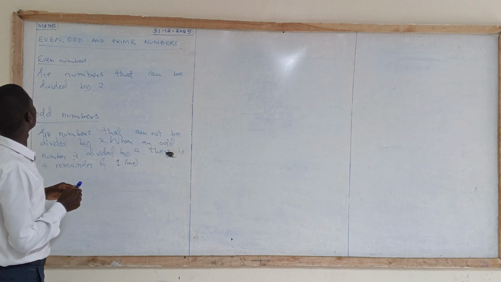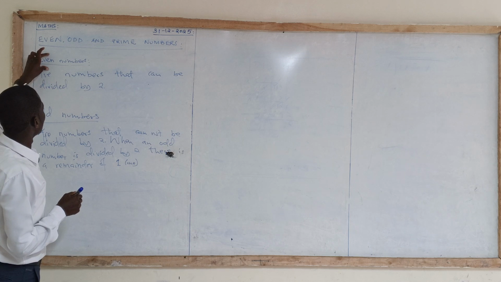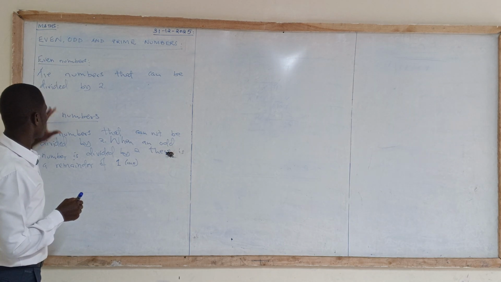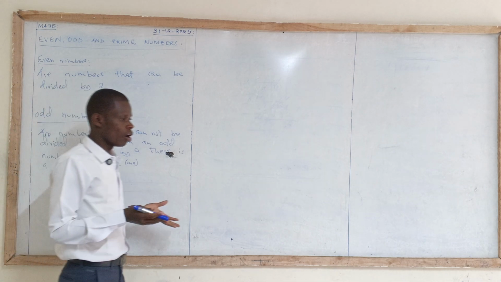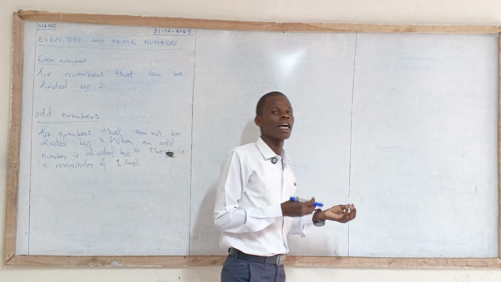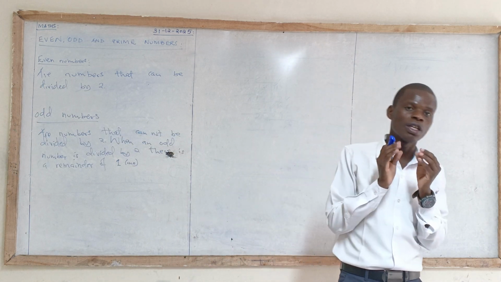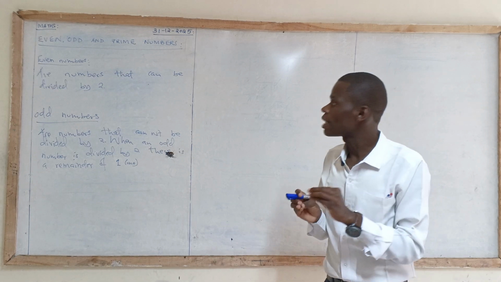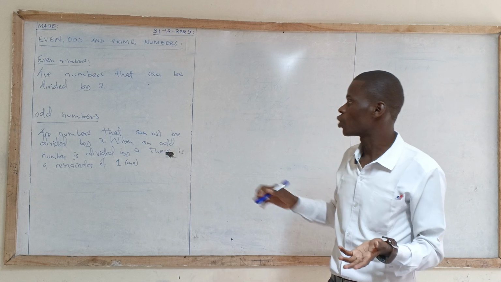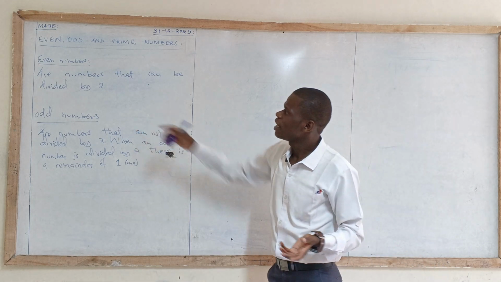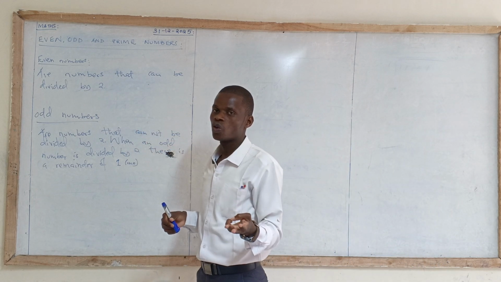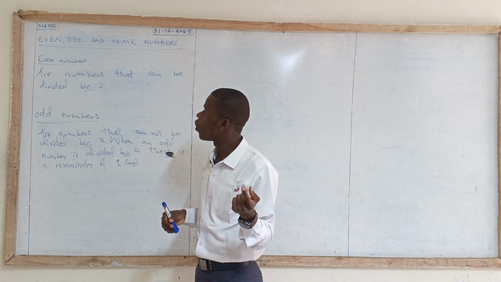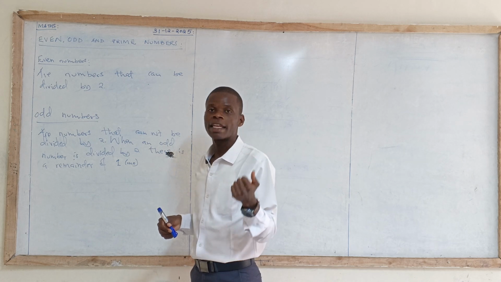So this is what an even number is, and this is what an odd number is. Odd numbers are numbers that cannot be divided by 2. But when we divide these numbers by 2, there's a remainder of 1. Even numbers are numbers that can be divided by 2. So if we say even numbers end with 0, end with 2, end with 4, end with 6, and end with 8.